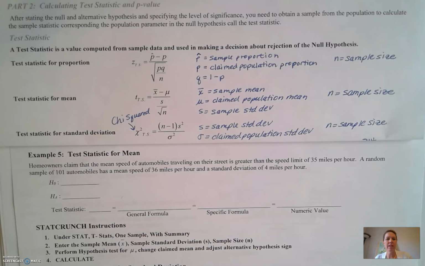Welcome to calculating a test statistic for a mean. In this problem, it says homeowners claim that the mean speed of automobiles traveling on their street is greater than the speed limit of 35 miles per hour. A random sample of 101 automobiles has a mean speed of 36 miles per hour and a standard deviation of 4 miles per hour. I'm going to highlight the claim here.